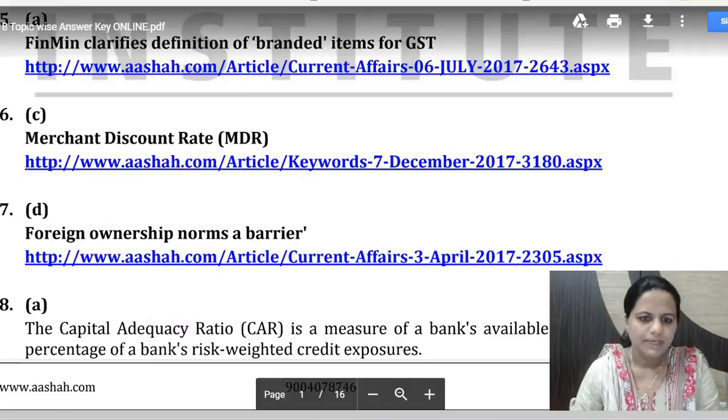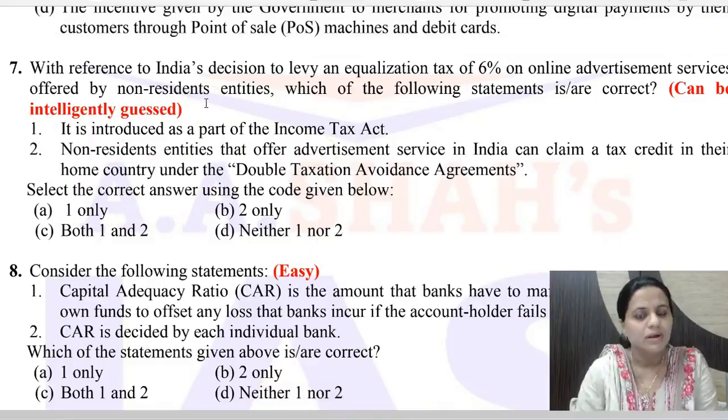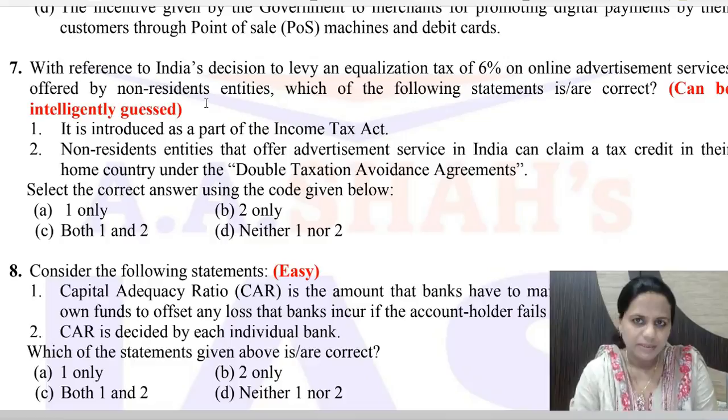So the correct option here is D, because it has not been introduced as part of Income Tax Act, because that is what non-residents are, NRIs. NRIs do not come under the Income Tax Act purview. So that is how the definition is. Of course, if it is regarding non-resident entities, it will not be part of Income Tax Act. So having this knowledge can help you guess the correct answer here, even if you have not directly remembered this news item or this particular information.